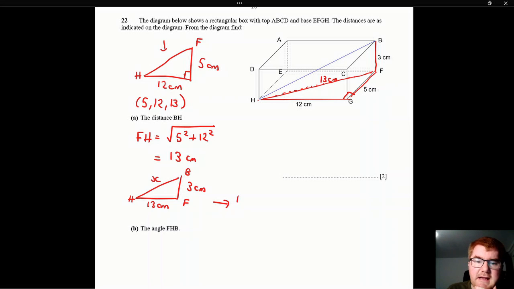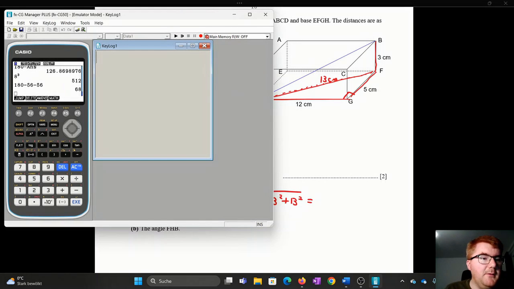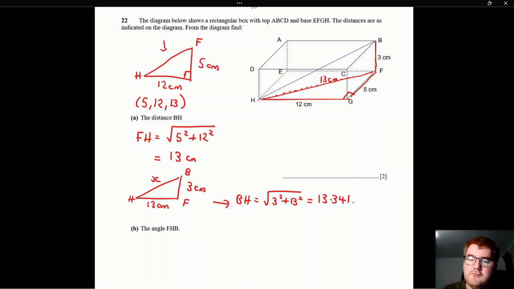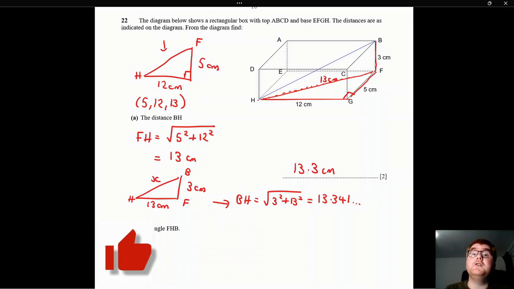So to work out BH, we then do the square root of 3 squared plus 13 squared. This is where it's not a Pythagorean triple, so we do need the calculator to help us. So we pop in the square root of 3 squared plus 13 squared, and that's equal to, as a decimal, 13.341, and we can round that appropriately to 13.3 centimeters for our 2 marks here. Now we need to work out the angle FHB, so this angle here.